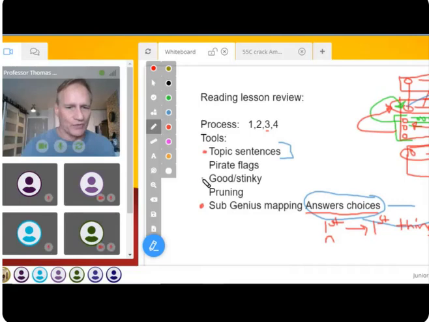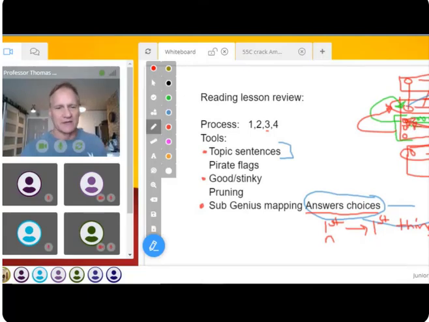So the good stinky rule is not only done on your topic sentences here to find the big picture, but it can also be used in the answers as well. So for example, if you looked at this question here and you read these answer choices, and answer choice A seems positive and answer choice B seems negative because there's vocabulary that suggests positive or negative, then what you do is when you look in here, you just look for vocabulary here and is it positive or negative, and then you can start crossing some stuff out.